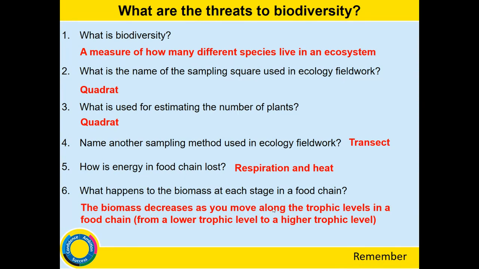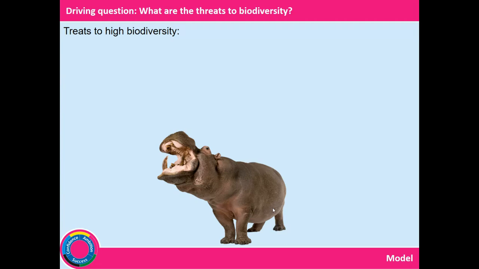Okay, we're moving on. We want to look at threats to biodiversity. Now, I've placed a hippo at the bottom because we're going to use the acronym HIPPO to help us remember the five major threats to high biodiversity. The first one is habitat loss. Habitat loss is normally done through deforestation, cutting down trees. That's what deforestation means. Okay, and we can do that for several reasons, either to clear the land for farming, building houses, building roads, or for some other purposes.